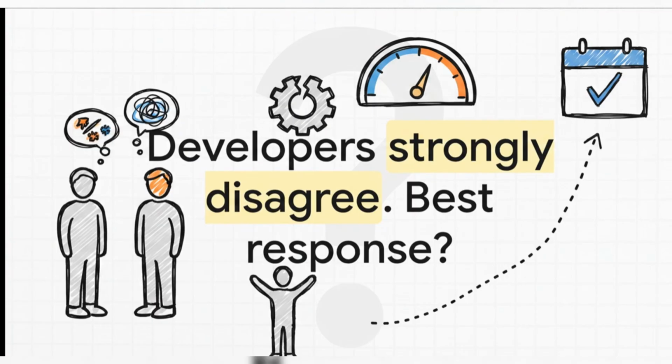I want you to step into the role of a mediator for a second. You've got 2 senior developers on your team, and they passionately, strongly disagree on a technical implementation. Maybe it's a huge architectural choice, or maybe they're just fighting over tabs versus spaces. Voices are getting raised, progress is totally stalled. What is your absolute best response to get the sprint back on track?